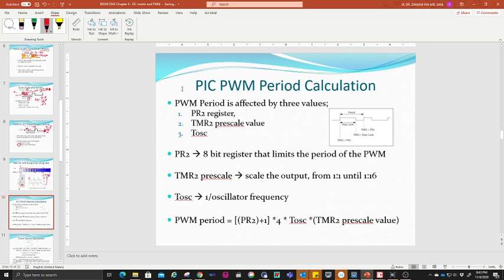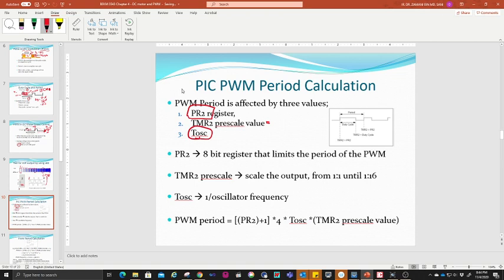So this is how you do the calculation of the PWM period. Three parameters are needed to calculate the period of the PWM. The first one is the PR2 register, which is a register name. The second one is the timer 2 prescale value. And the last one is the oscillation for the clock.